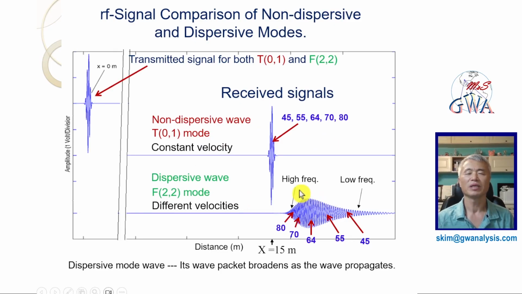This is the RF waveform, the comparison of T01 and F22 mode after the round trip distance of 30 meters. The transmitted signal is the same for both wave modes, but the received signals are located at different distances because of the group velocity differences. The T01 mode has the same waveform as that of the transmitted signal, but dispersive F22 mode has an elongated waveform depending on the frequency. The wave packet of dispersive mode waves broadens as the wave propagates.